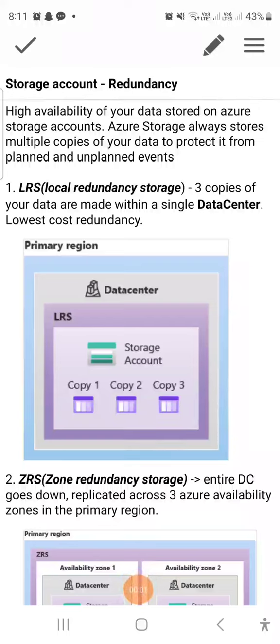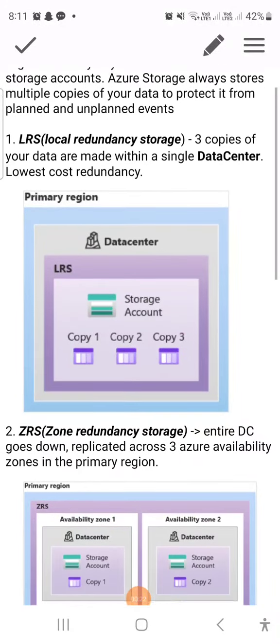Good morning. So today we will look into redundancy of storage account. To make the data highly available, we make use of this redundancy, which gives high availability of your data stored on Azure storage accounts. Azure Storage always stores multiple copies of your data to protect it from planned and unplanned events.